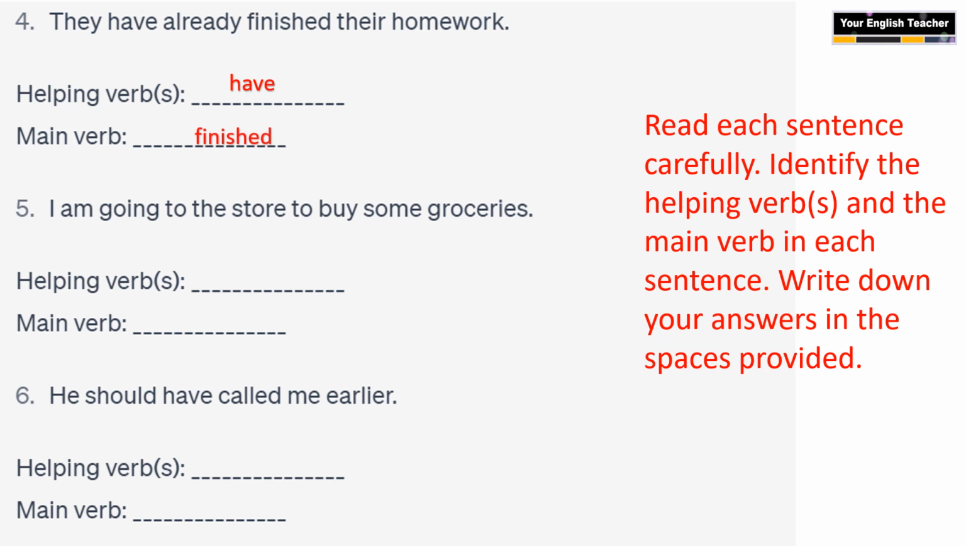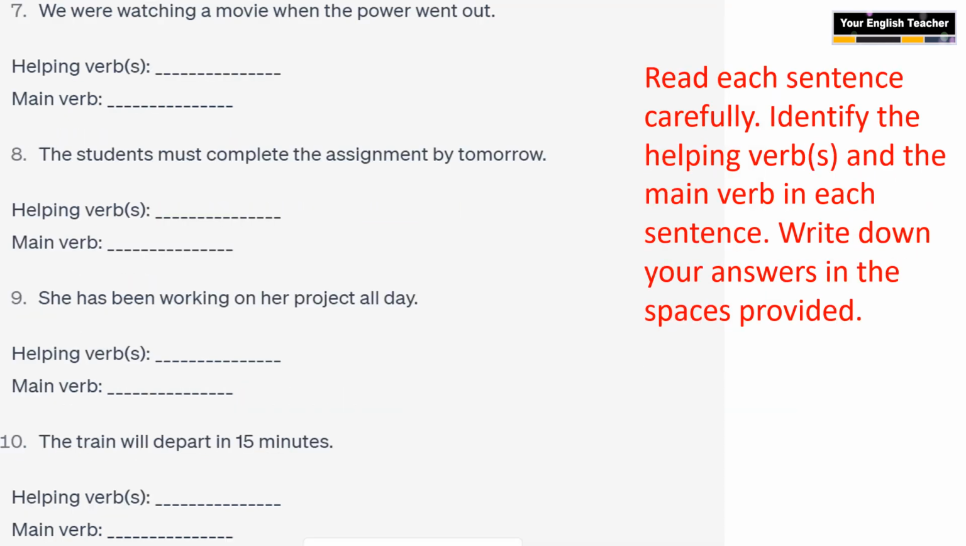In the next sentence, am is the helping verb, going is the main verb. In the sixth sentence, should have called. Called is the last word and hence it is the main verb. And before that, should have is the helping verb. See the seventh one. We were watching a movie when the power went out. Were is the helping verb. Watching is the main verb. In the next sentence, must is the helping verb. Complete is the main verb. In the following sentence, has been is the helping verb.